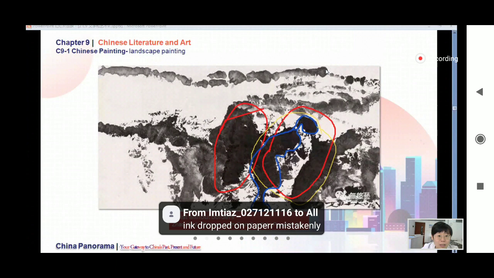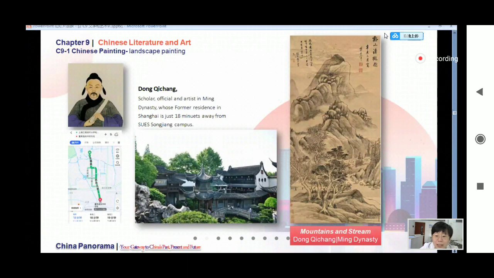Okay, this man is called Dong Qichang, and he lived in Shanghai. He was also a famous artist in the Qing Dynasty, and his older residence is just near our campus. So when you come to Shanghai, we can go to visit his older residence together and have a look at his paintings.